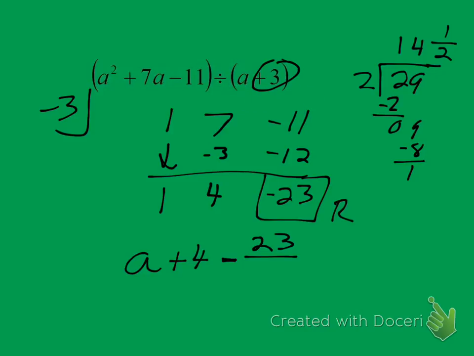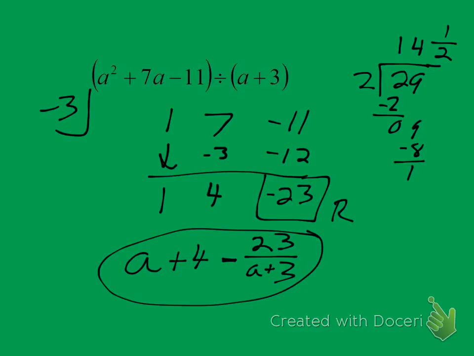Excellent. A plus 3. The whole thing. You originally divide by, from the original. Okay, that's how you handle the remainder. Now, if your remainder ended up positive, this sign would be what? Plus. Okay? That's the only difference.